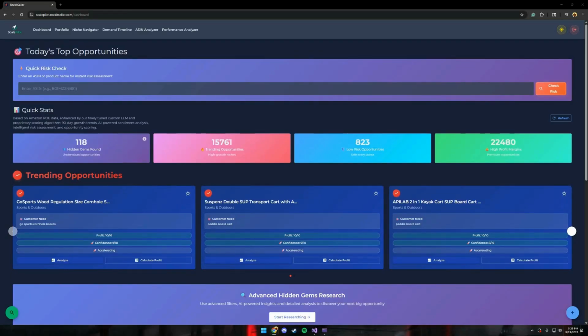Today we're diving deep into risk scores and the most critical metrics for making smart launch decisions. Understanding these scores can save you thousands of dollars and months of wasted effort. Let's master the risk assessment engine together.